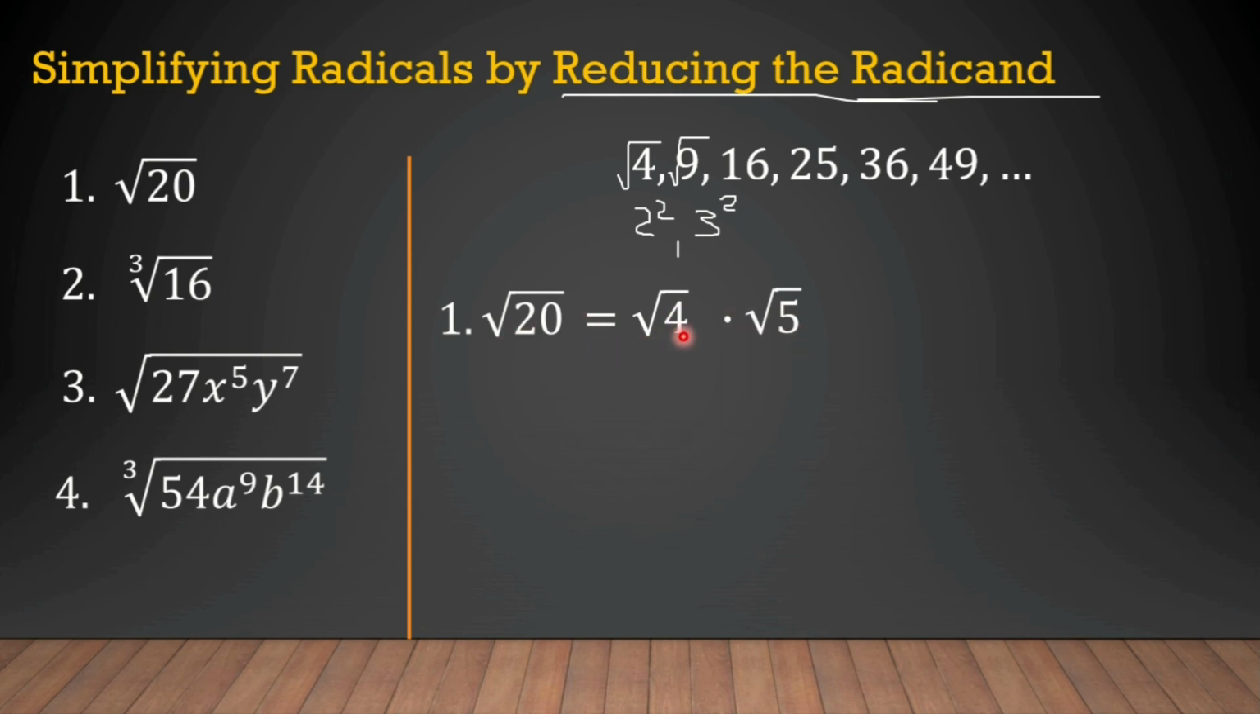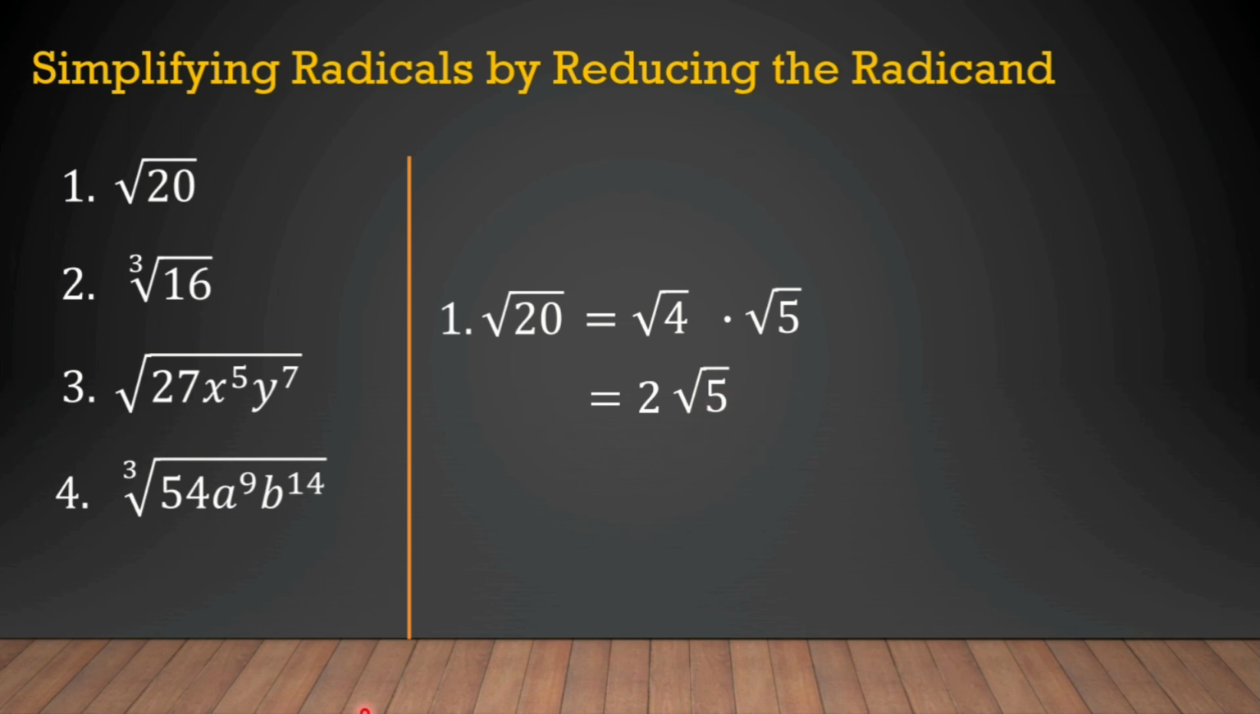So, kunin natin yung square root ni 4. Katulad nga ng sabi ko kanina, the square root of 4 is equals to 2. Tapos, the square root of 5 ay retain lang siya sa loob ng radical sign kasi hindi siya perfect square. Kaya, yung simplified form ng the square root of 20 is equals to 2, the square root of 5.